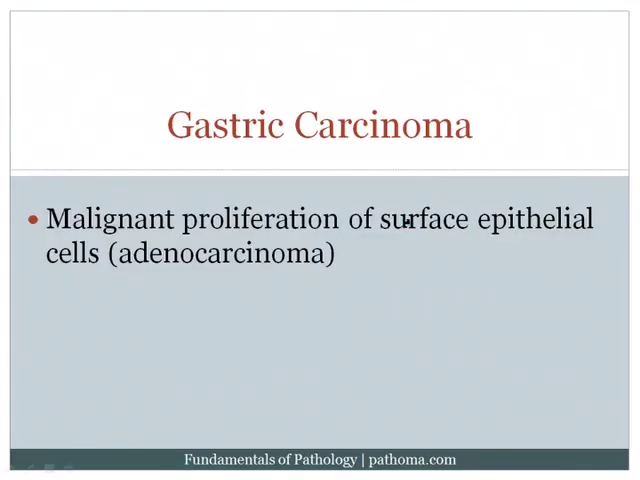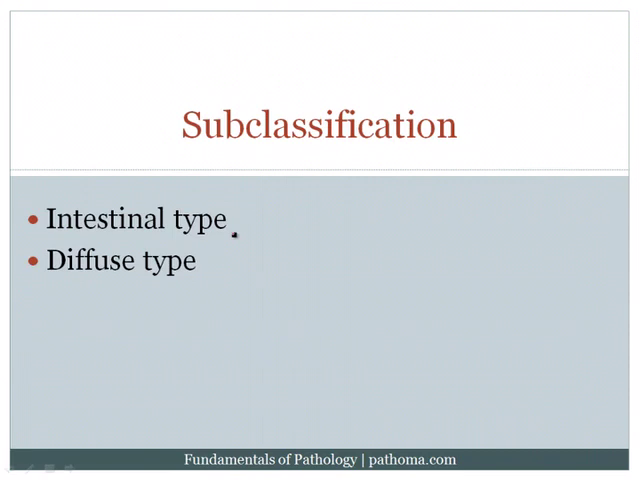Now this brings us to a discussion of gastric cancer, and so let's remind ourselves that gastric carcinoma is a malignant proliferation of surface epithelial cells. Those epithelial cells are columnar cells, so we're going to get an adenocarcinoma. All right, so gastric carcinoma is basically an adenocarcinoma. Now you can divide gastric carcinoma into two types. There's an intestinal type and a diffuse type.